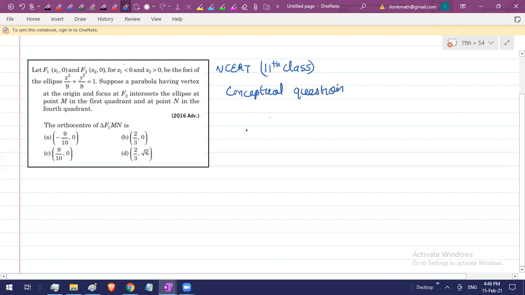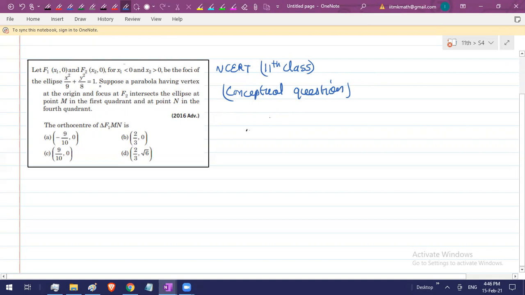Generally, we consider that IIT JEE is a very difficult exam. But if we see this question, it's not so difficult, but very conceptual. If your concepts are really crystal clear, you can easily crack the exam, and the question has very little calculation.